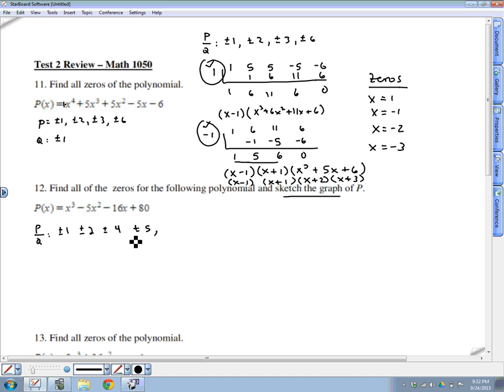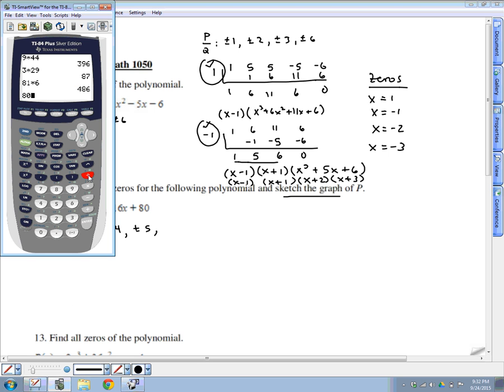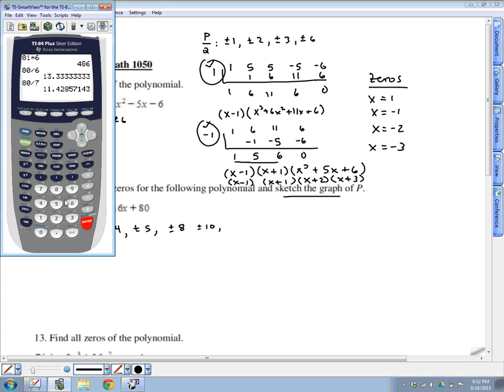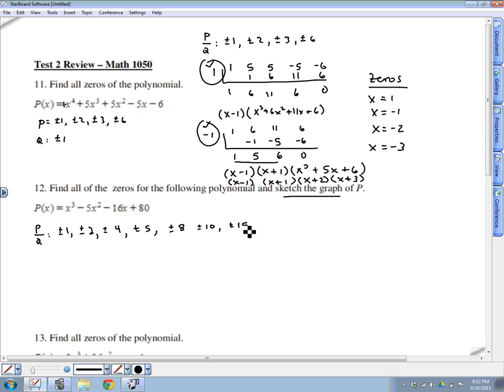5 goes into 80, I don't believe 6 goes into 80, or 7, 8 goes into 80, 5 goes into 80, I think 16 times, yeah, 4 goes into 80, 20 times, 2 goes into 80, 40 times, and 1 goes into 80, 80 times. So those are all the values, all the possible zeros, all the possible rational zeros of this polynomial.